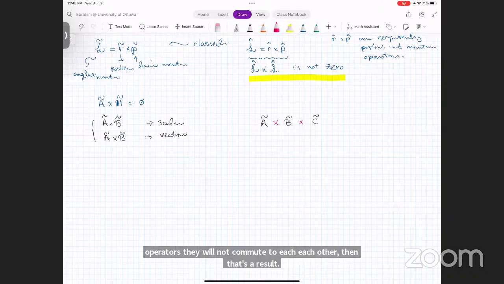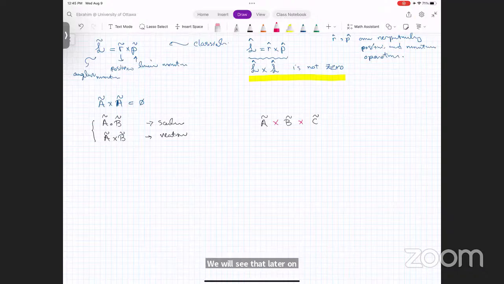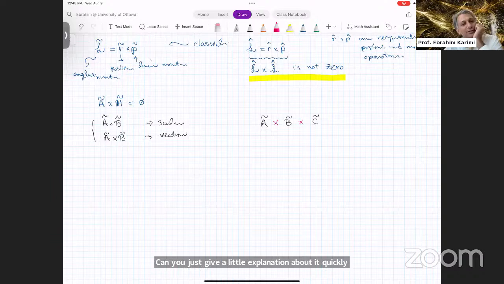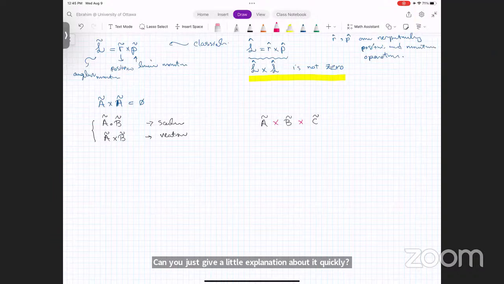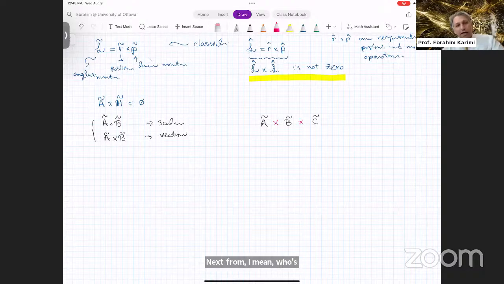The second question asks how a cross product can be dealt with between three vectors, like A cross B cross C, and whether I can give a little explanation quickly. Absolutely, I will do that. So let's read the rest of what they say. Next question from Mr. Amir Hussein. Oh, no, they're answering my question.